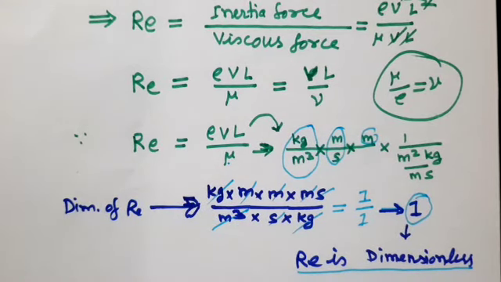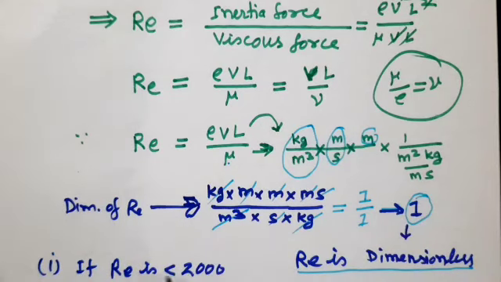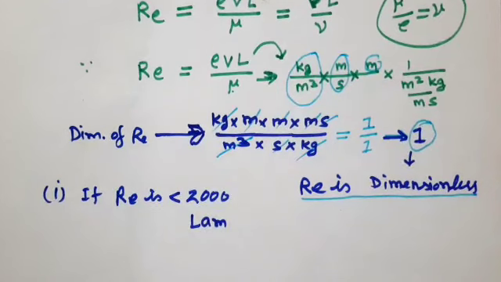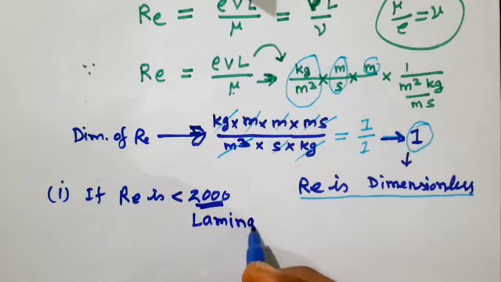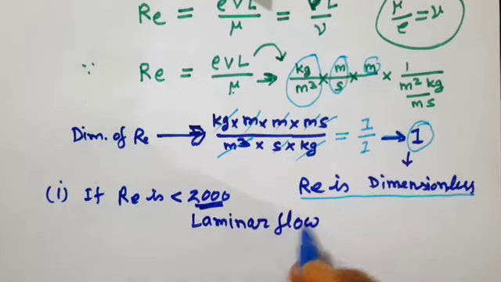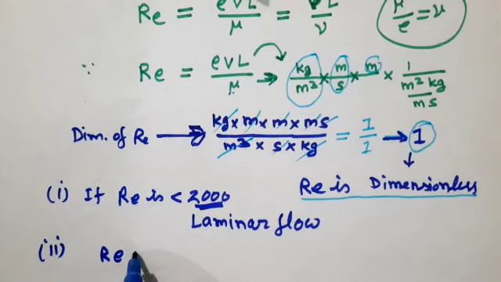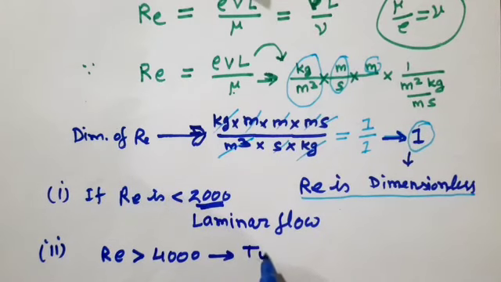So here there are three conditions. If Reynolds number is less than 2000, then it will be laminar flow. If Reynolds number is greater than 4000, then this will be turbulent flow.